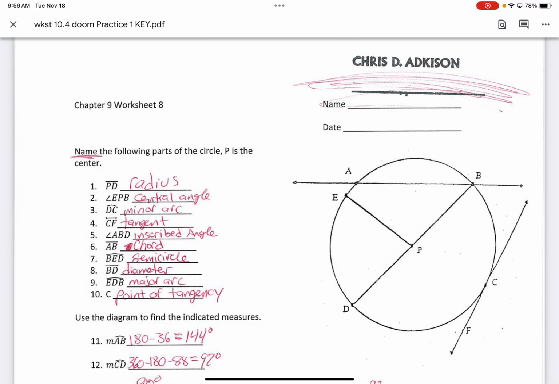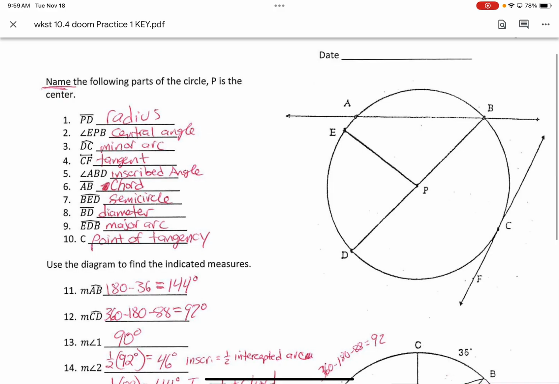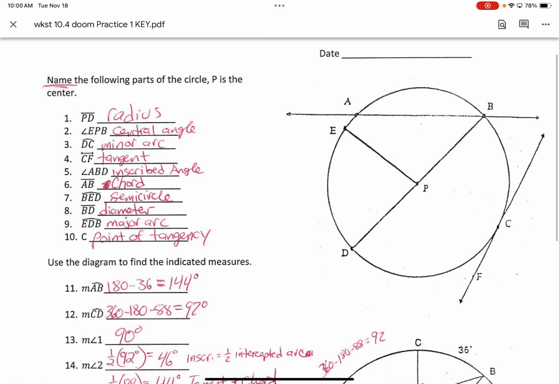The first section was just a vocab review. So all of those words we've dealt with at this point. So go ahead and check them. We haven't defined a secant, but line AB is a secant. I told you that, but we haven't written it formally in our notes yet.